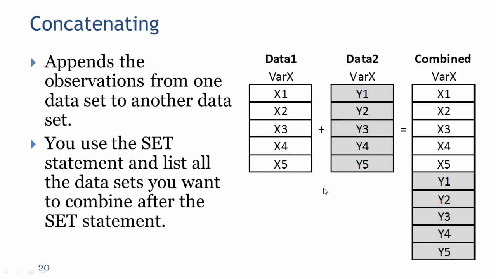Here's a schematic picture of how concatenating works. Suppose we have two datasets, data 1 and data 2. In data 1 we have a variable var x, and in data 2 we have a variable var x. Because the variable names are the same, when we concatenate, these two datasets will be combined into a single variable called var x, and the data will be stacked. So x1, x2, x3 all the way up to x5 goes here, and the second dataset is stacked under the first variable. So this is the combined dataset.